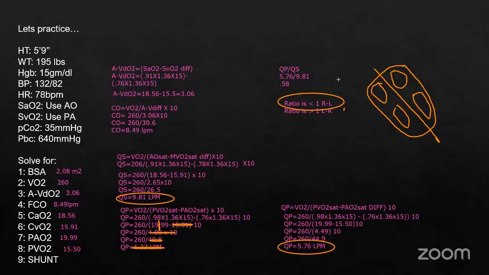So the blood that comes here gets to the RA, and it should be processed here and sent out to the lungs. So the blood that is processed in the lungs is 5.76. And then the blood that goes out to the system through the ventricle is 9.8. So how is this side getting more? From where?